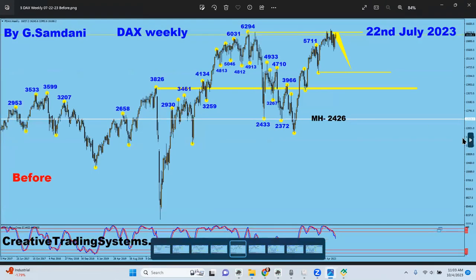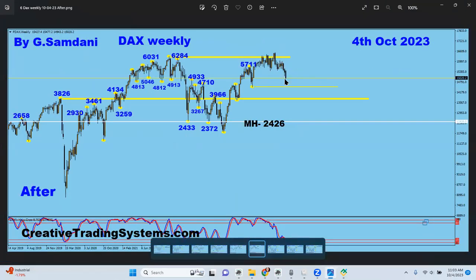Next chart is DAX. You can see here, this was the chart that I made on 22nd July, saying that this high is going to stop it and then it's going to drop. And so far, it is like that, right? It came down exactly from there. It went up a little bit, but then came down as of today.